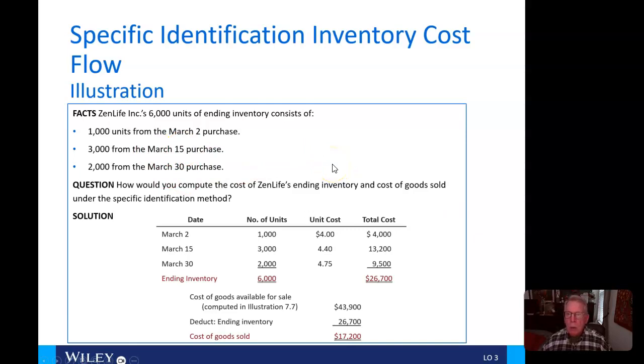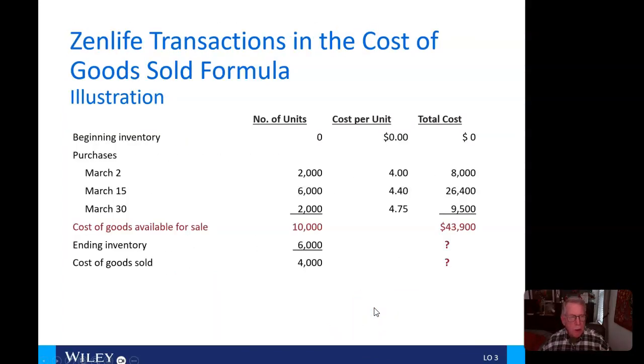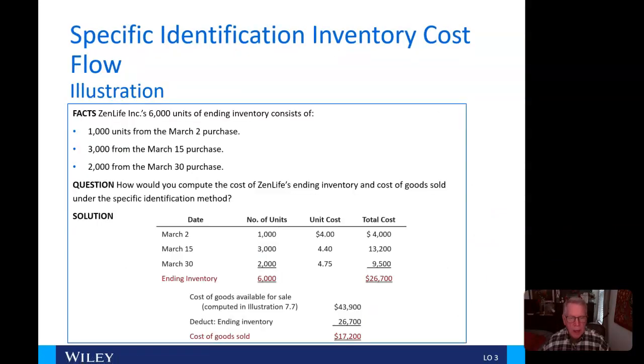So here we'll look at specific identification, and we know exactly which units came from which purchase here. So that makes that really easy. We know which is in our inventory here and what we sold here. We know 43,900, and as I mentioned, that's our cost of goods available for sale here. And we know the ending inventory because it's given to us in the problem. So we can back into cost of goods sold.